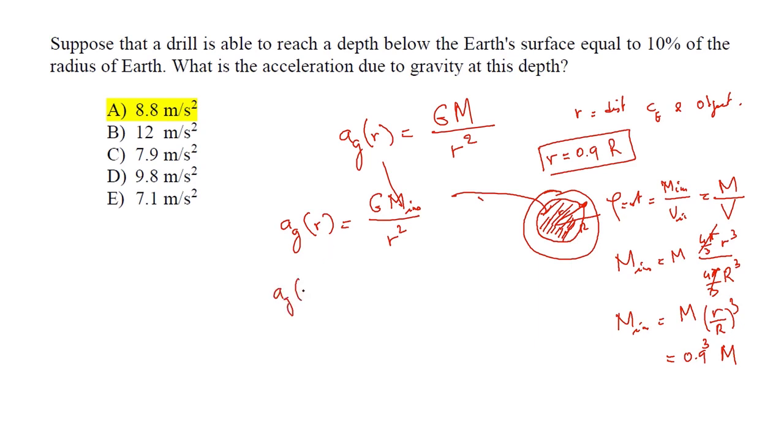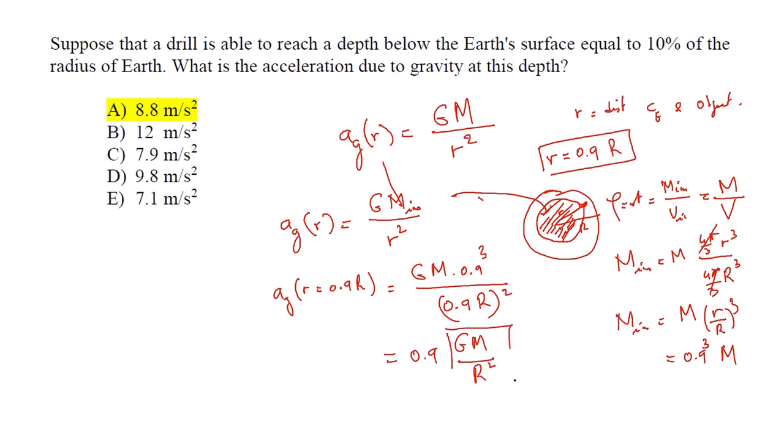Now, let me come here and do it. So g at r equals 0.9 capital R is G times the mass inside. I will replace it by the total mass multiplied by 0.9 cubed, divided by r squared. r squared, I will replace by 0.9 multiplied by capital R, squared. So this will give me what? 0.9 cubed divided by 0.9. So I have 0.9 multiplied by GM divided by R squared.